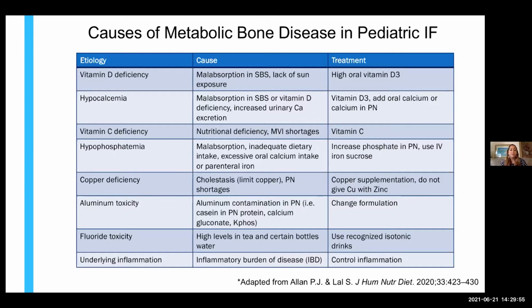There's fluoride toxicity that can occur. This is not typically something that we see in the US, but it can be seen in some drinks that are very high in fluoride. So we want to make sure that we're using recognized isotonic drinks. And then underlying inflammation. So if a patient has an inflammatory burden of disease, such as inflammatory bowel disease or just chronic intestinal inflammation, that can also contribute to metabolic bone disease.